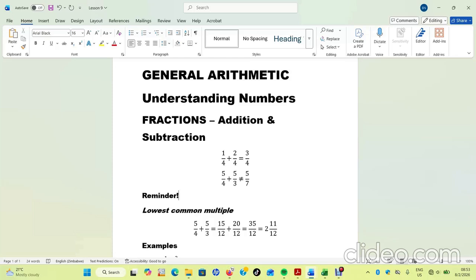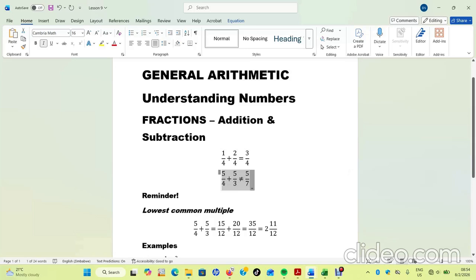Take for example, we have the two problems, 1 over 4 plus 2 over 4. If the two fractions share the same denominator, you simply add the numerator. So 1 over 4 plus 2 over 4 is equal to 3 over 4. Remember, the denominator is the bottom one, the numerator is the top part. Our denominator is 4, so the answer will have a denominator of 4, then we add the numerator.